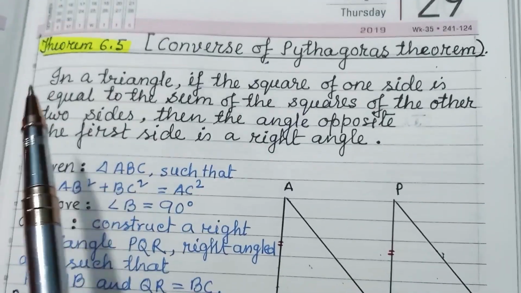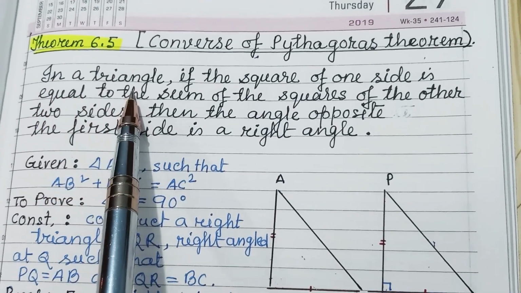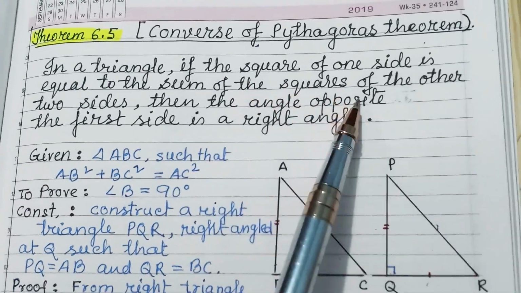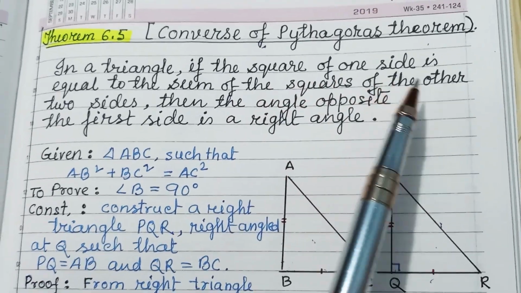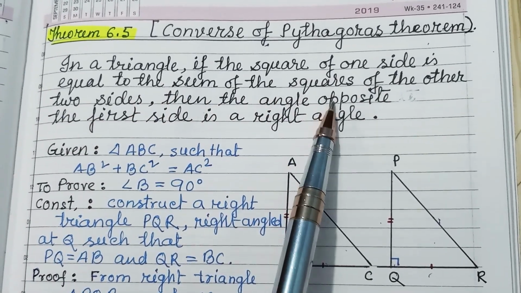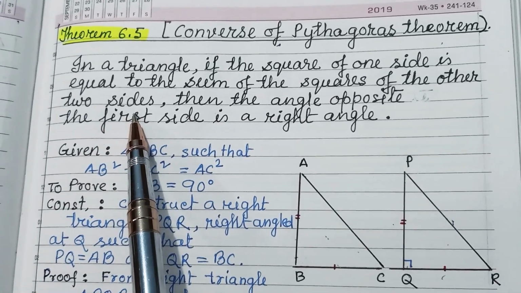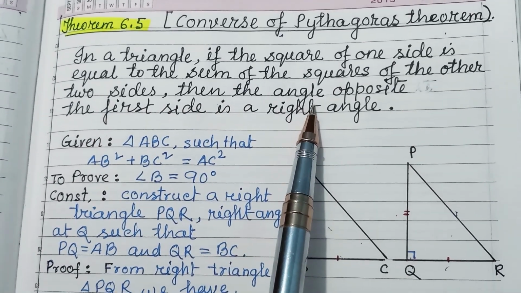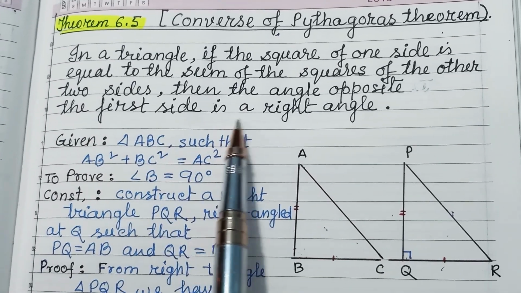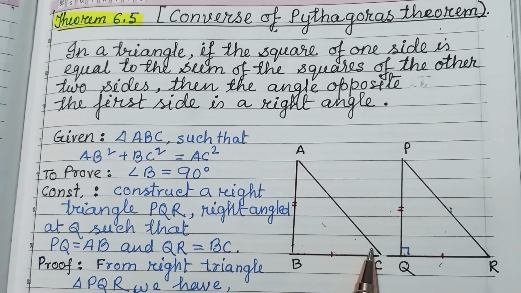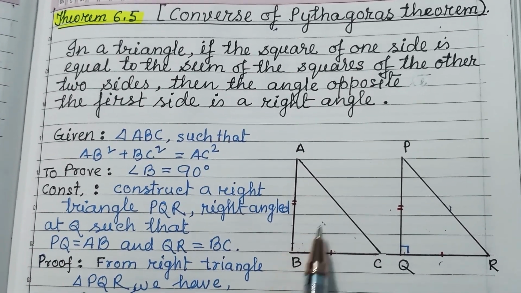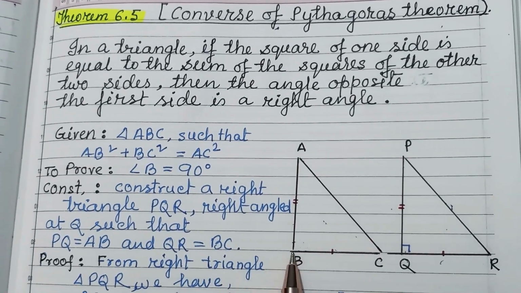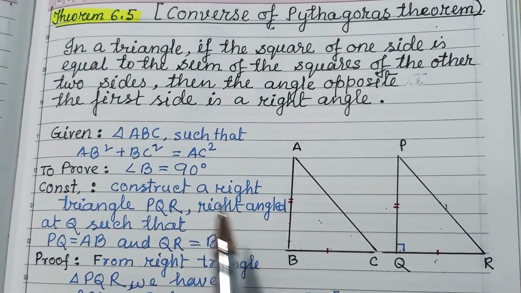Next is the converse of the Pythagoras theorem. The theorem is in this way: in a triangle, not given as a right angle triangle, if the square of one side is equal to the sum of the squares of the other two sides, then the angle opposite to the first side is a right angle. Here, angle B is a right angle. We have to prove that.